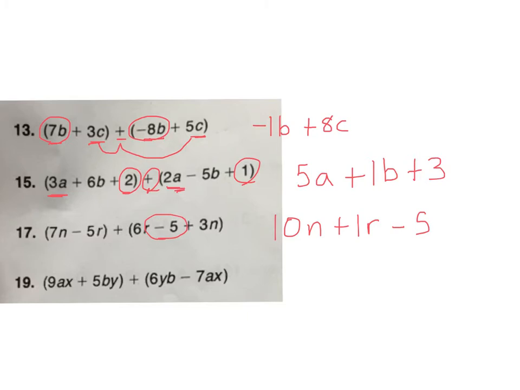All right, when we look at 19, I have AX right here, and I have AX right here, don't I? So I say, okay, what is 9AX plus negative 7AX?